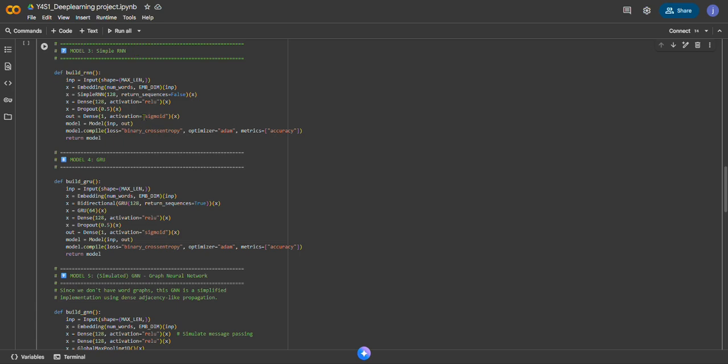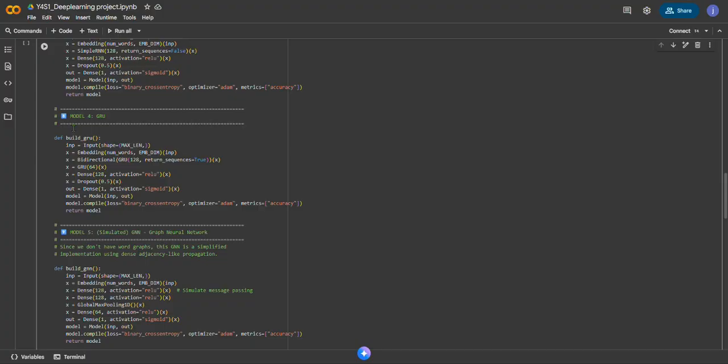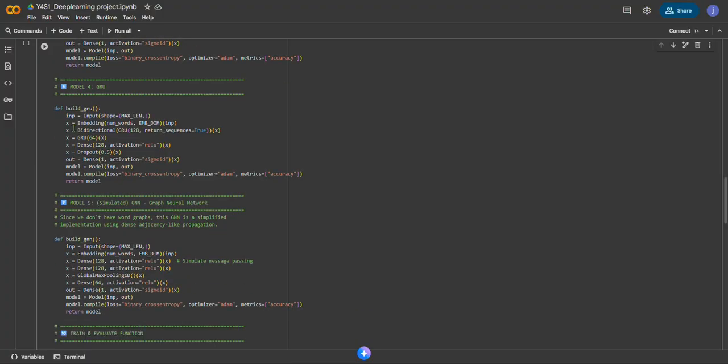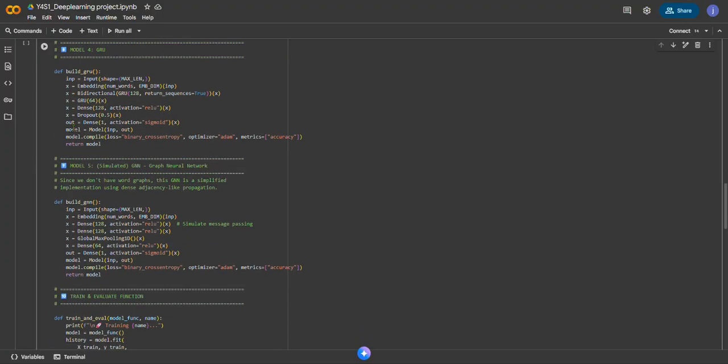An embedding layer that transforms each word ID into a dense numeric vector, followed by the hidden layers specific to that model type. And finally, a dense output layer with a sigmoid activation to produce a value between 0 and 1, where 0 means negative and 1 means positive. I used the Adam Optimizer for training and binary cross-entropy as the loss function because it's ideal for binary classification tasks like this. I also monitored accuracy as the main metric.